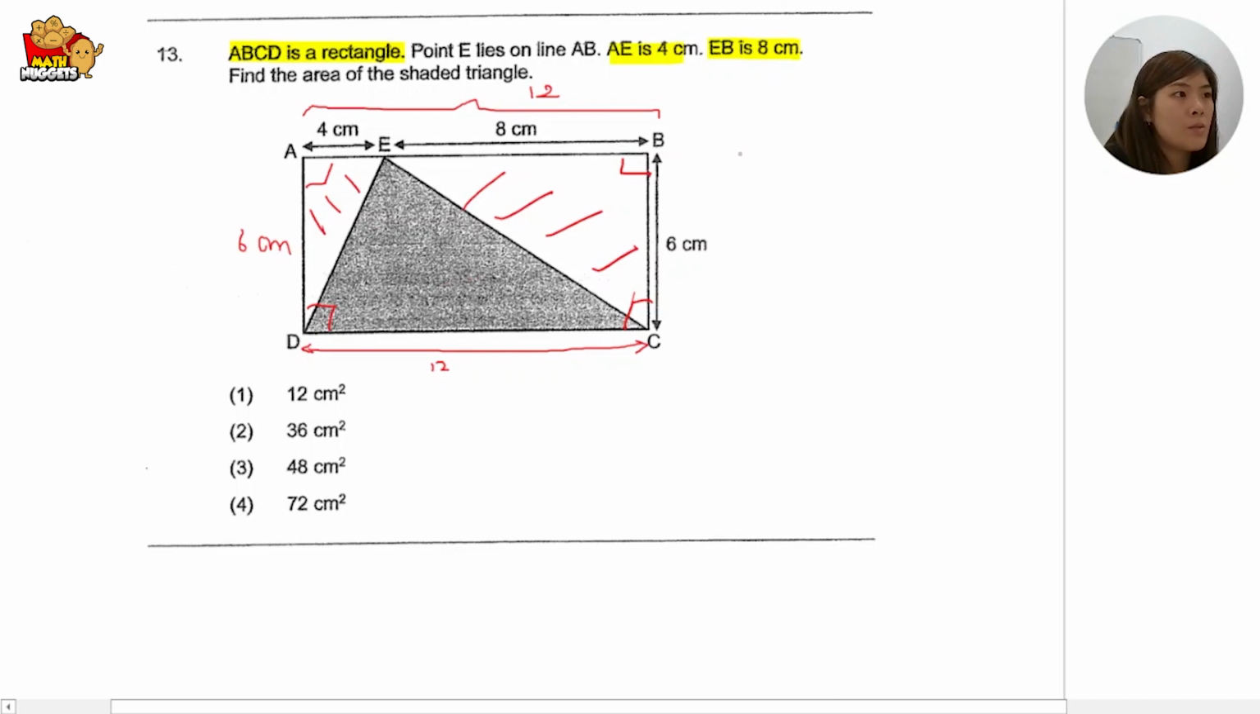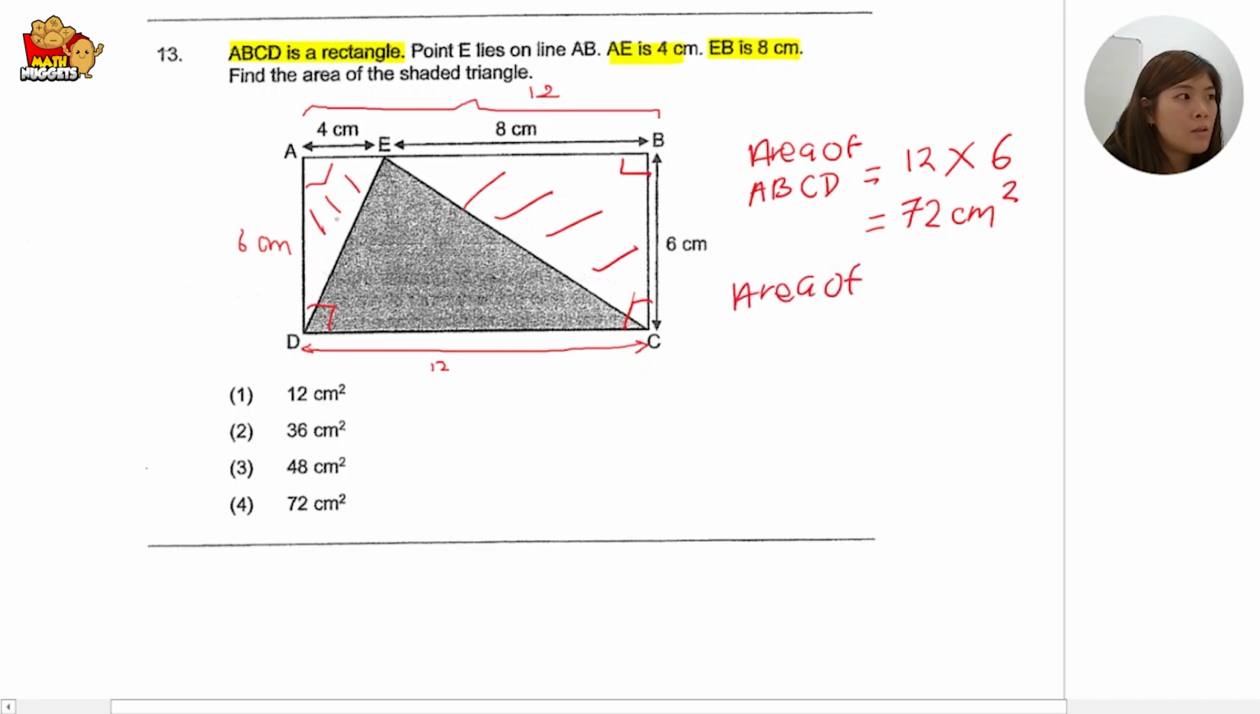Okay, so first we find the area of rectangle ABCD. The area of rectangle ABCD will be equivalent to 12 multiplied by 6. Okay, and this gives you 72 centimeter square. Next we find the area of this number 1 first. Then this is number 2.